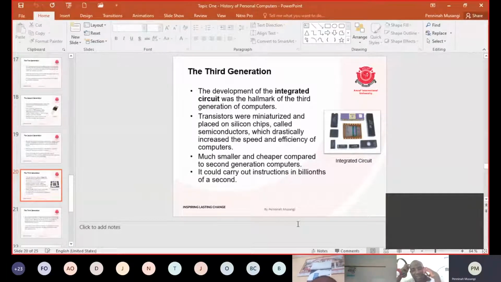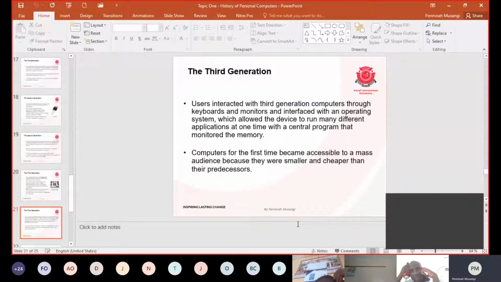Computers continued to be much smaller and cheaper compared to the second generation of computers. In addition, they could carry out very many instructions within a very short period of time. So we say they carried out instructions in billions within a second. Also, the third generation ushered in the use of keyboards. So computers could use keyboards for input, and they could use monitors for output.